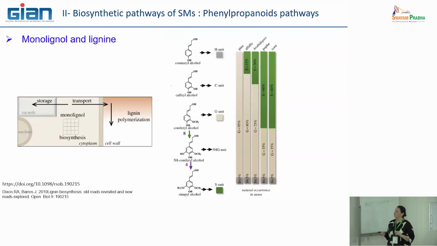Here also is another illustration of what I have started to explain to you. You have 5 different types of plants: pine, alfalfa, Arabidopsis, poplar, and corn. You can see, with a color code, H in gray, G in pink, and S in green, and you can see you can have different compositions of lignin, depending on the type of plant. And what is interesting here, for example, is poplar, which is a tree used for different things, in particular wood for different applications.